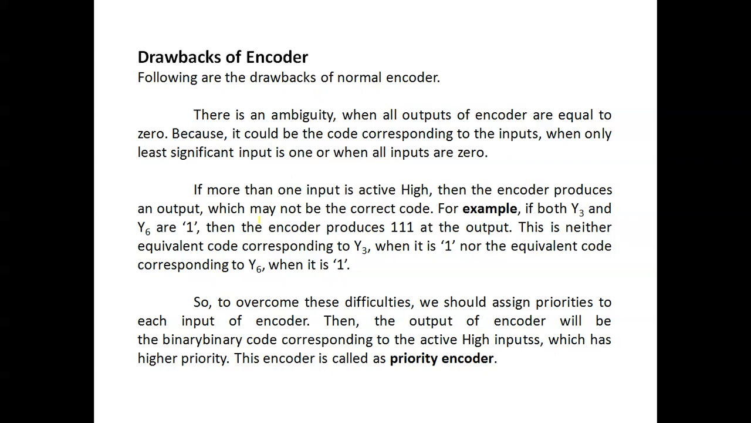For example, if both y3 and y6 are 1, the encoder produces triple one at the output. So the output for y3 when it is 1 is not equivalent to the output for y6 when it is 1. So we have to overcome this difficulty by assigning priorities to the encoder inputs. So the priority encoder.